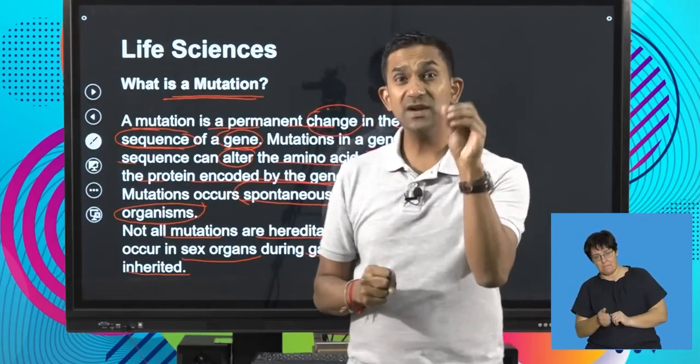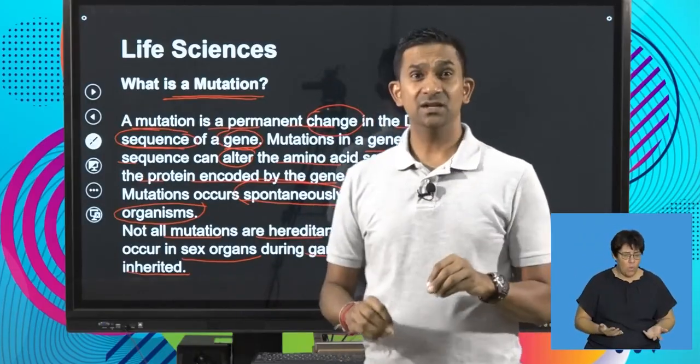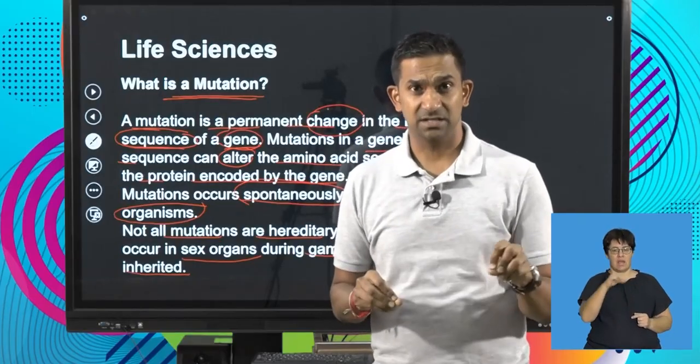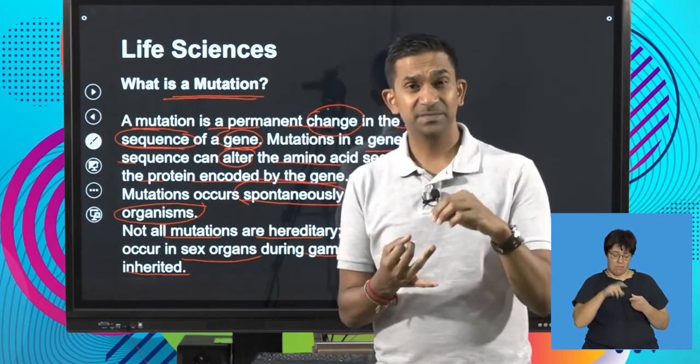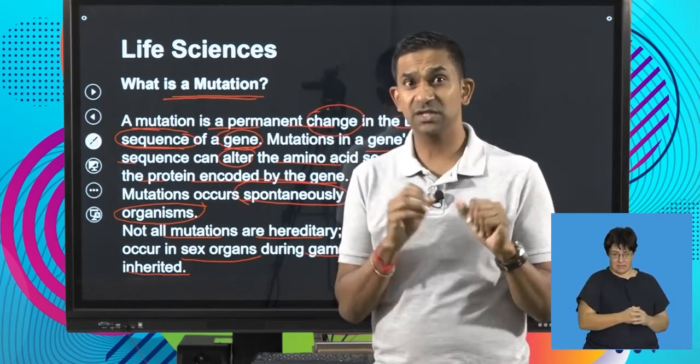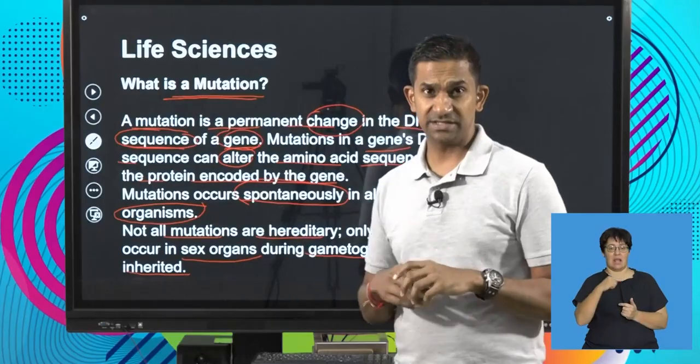And this can only happen if it occurs in what we refer to as the gametes. And those gametes are the sex cells, so it's the sperm cells and the egg cells. And that happens during the process of gametogenesis.